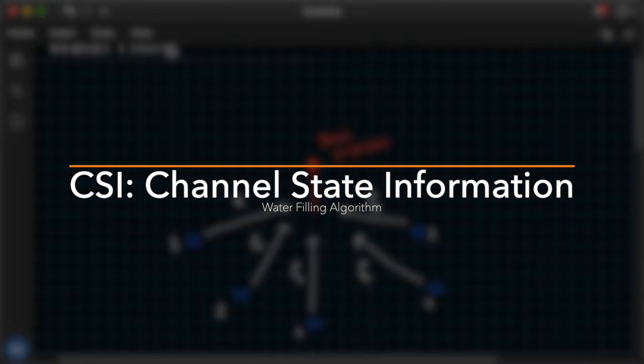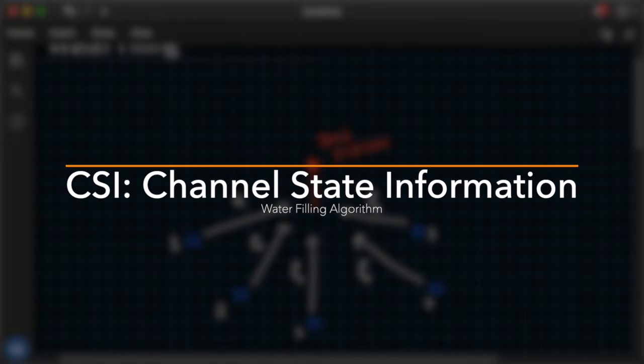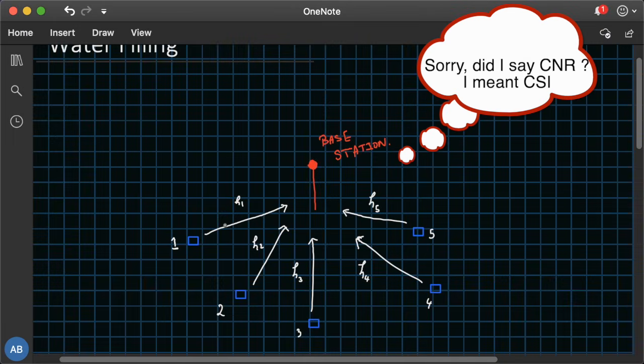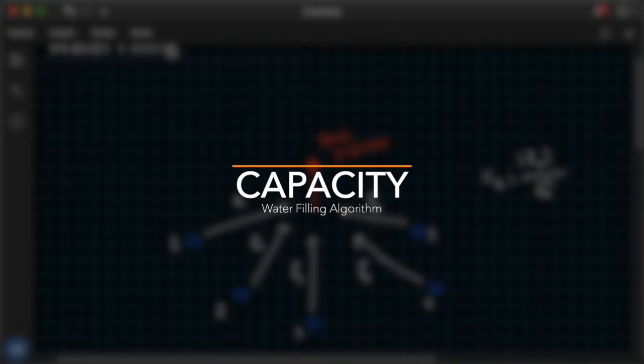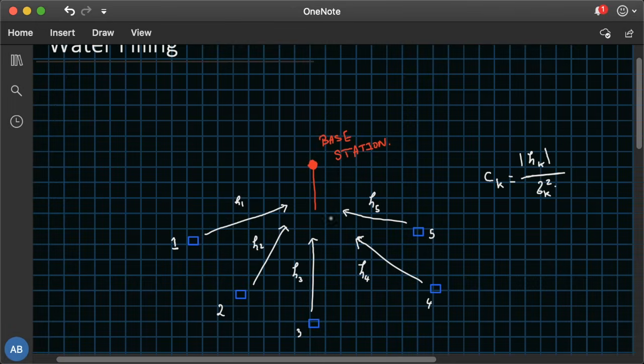So an important ratio here is the channel gain to noise ratio, the CNR. We're going to denote the CNR simply by C. So CK would be the magnitude of HK over sigma K squared, right? Now, why is this ratio important? It's because you can express the so-called capacity or rate between user K and the base station through CK.